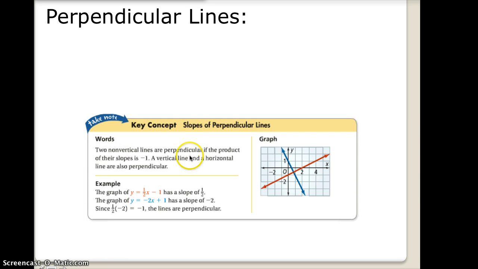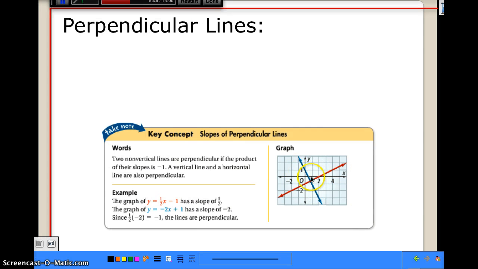Perpendicular lines is a little trickier. Look at the picture. Perpendicular lines literally means that the two lines are going to intersect at a 90-degree angle, like this. What you have to understand with perpendicular lines is that their slopes are actually, they say in here, the product of -1.